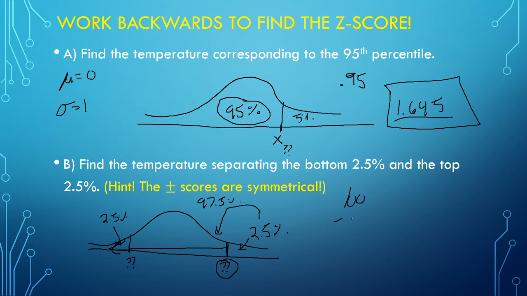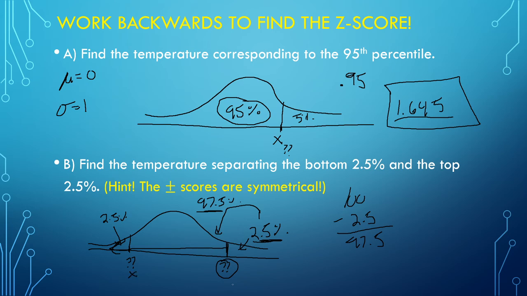So 100% minus 2.5% gives you 97.5%. So again, your table only gives you left-hand side values. It only gives you less than values. So if you're asked for a more than question, you have to change it to a less than question by doing that 1 minus, or 100% minus whatever percent. So let's do the bottom 2.5% values first.